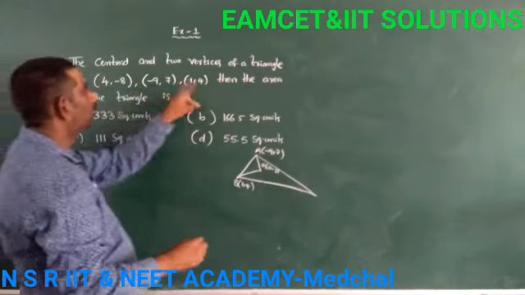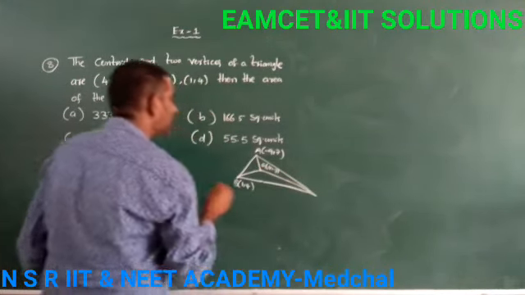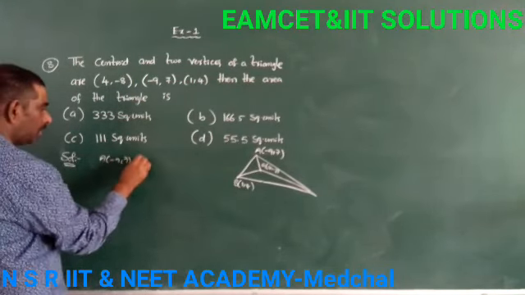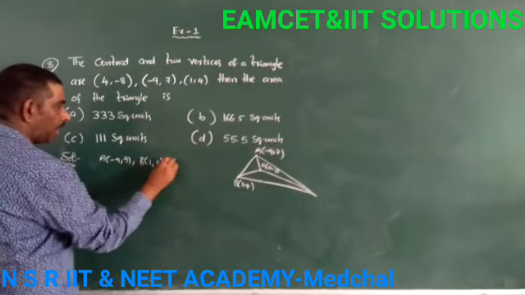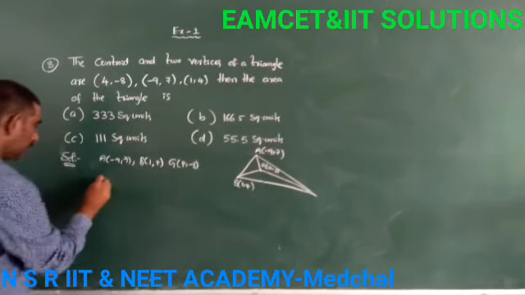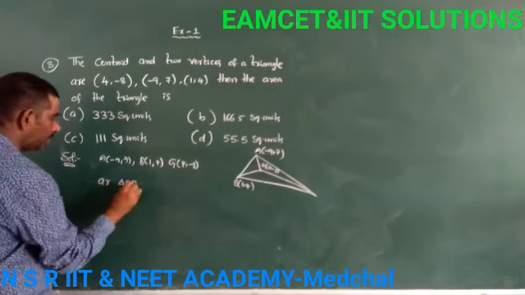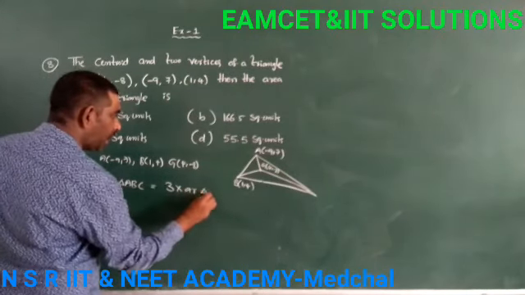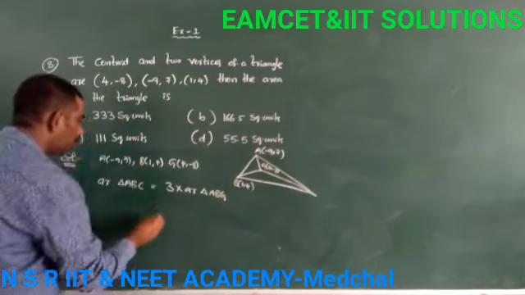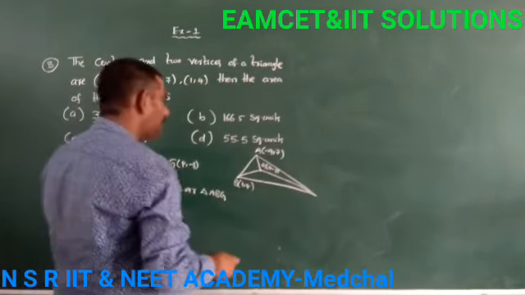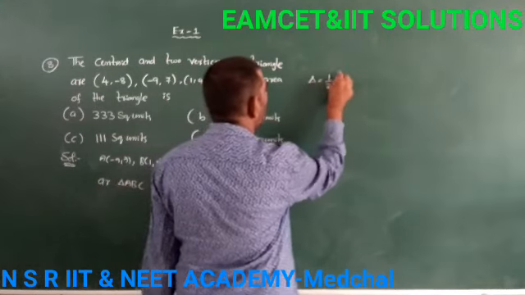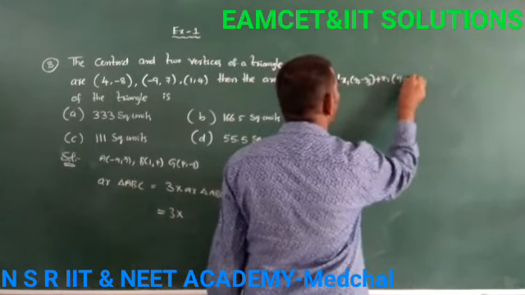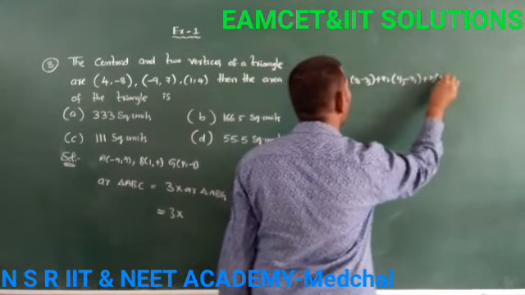So the centroid, and these two are vertices. Given two vertices and the centroid, find the area of the triangle. Given A (-9, 7), B (1, 4), and G (4, -8). So we know the formula: area of triangle ABC, when given two vertices and the centroid, is equal to 3 into area of triangle ABG. We have the formula delta equal to half mod x1 into (y2 minus y3) plus x2 into (y3 minus y1) plus x3 into (y1 minus y2).